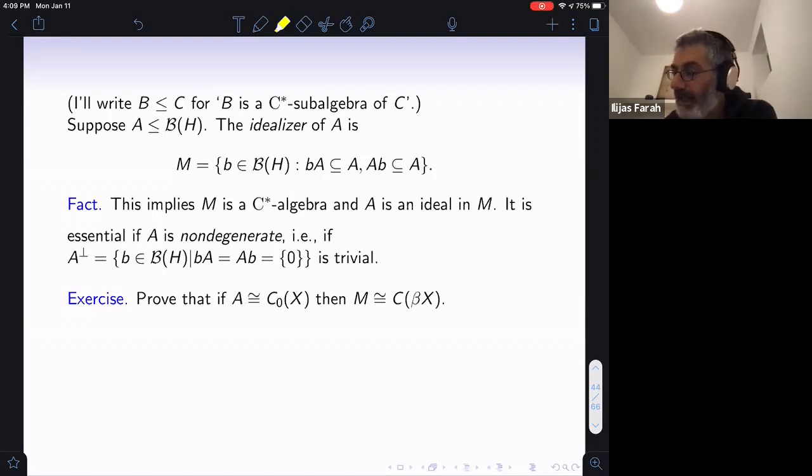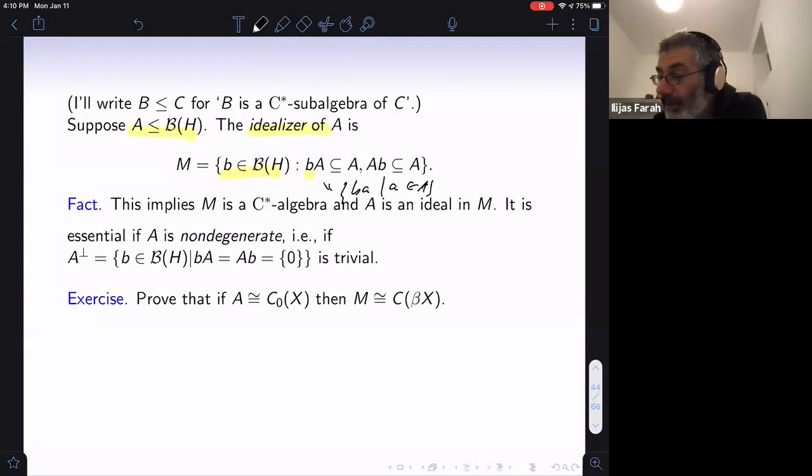Now suppose that A is already given as a subalgebra of B(H). Then the idealizer of A, just as defined in algebra, is all elements b in B(H) such that bA is a subset of A and Ab is a subset of A. If it's not clear what I mean by this, bA is the set of all ba for a in A, and similarly for Ab. It takes a moment to see that this is a vector subspace that is closed under multiplication and adjoints, that's why I have it on both sides, and it's also norm closed. So M is by itself a C-star algebra, and A is an ideal in it by definition.